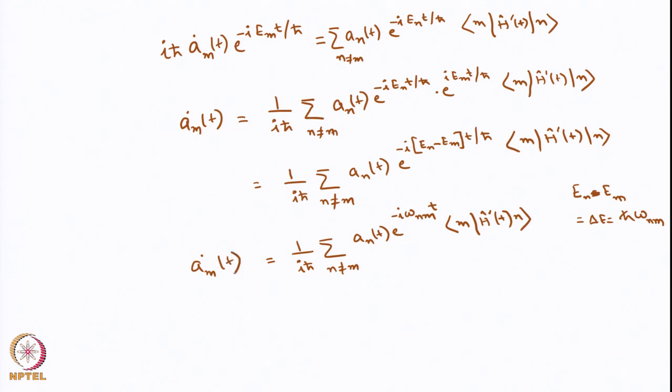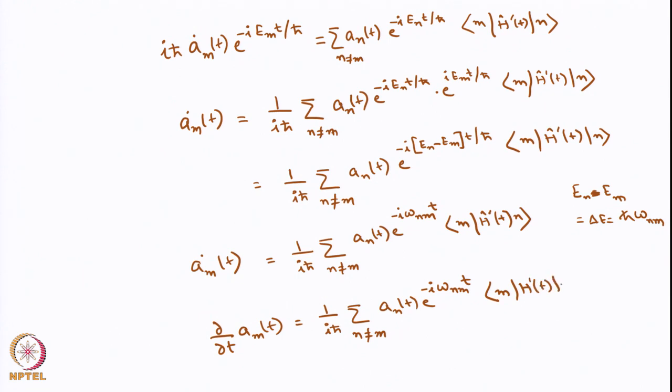Now, the left hand side is nothing but d by dt of a m of t, because I told you a m dot is nothing but its time derivative, equal to 1 over i h bar, sigma over n not equal to m, a n of t, e to the power of minus i omega n m t, <m|H'(t)|n>. So, that is the integral that we have to solve.